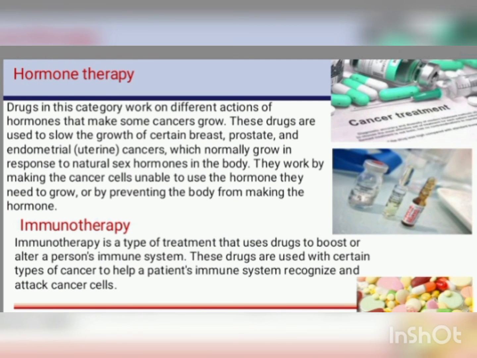Now we are discussing hormone therapy. Drugs in this category work on different actions of hormones that make some cancers grow. These drugs are used to slow the growth of certain breast, prostate, and endometrial cancers, which normally grow in response to natural sex hormones in the body. They work by making the cancer cells unable to use the hormone they need to grow, or by preventing the body from making the hormone.